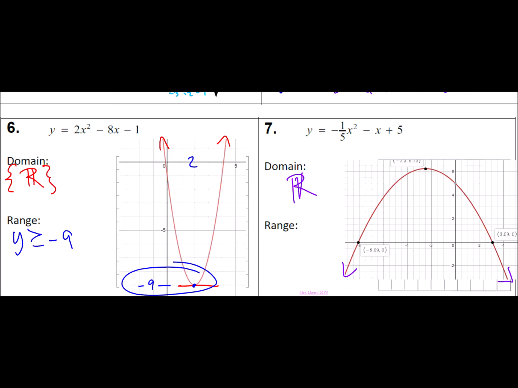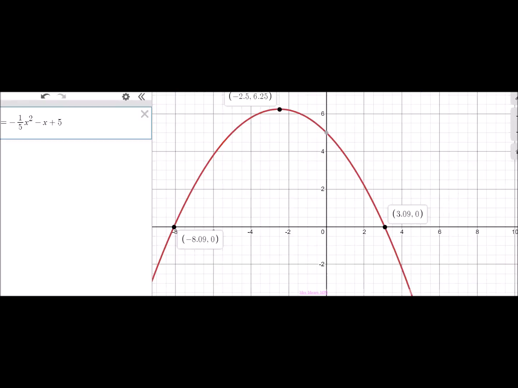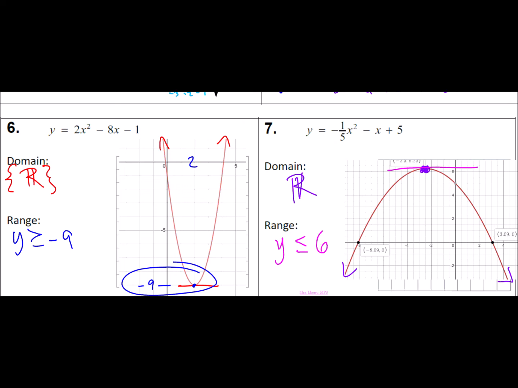The range, this time, we have a maximum value up here. This maximum is going to be the highest point of our parabola. So that means that the range has to be less than or equal to, and whatever that value happened to be. I didn't pay attention to it. 6.25. There we go. And that's your range. Don't complicate it. You can do this.